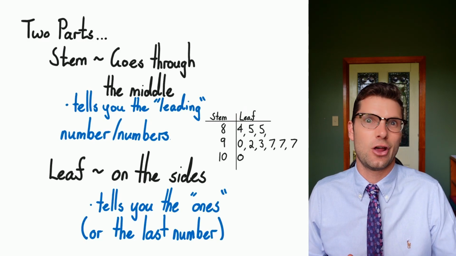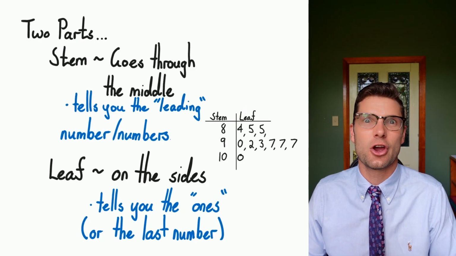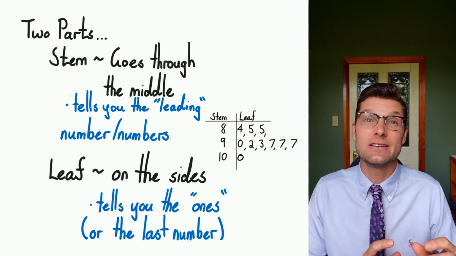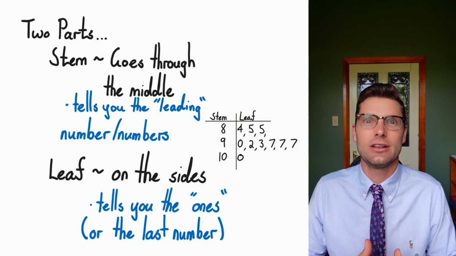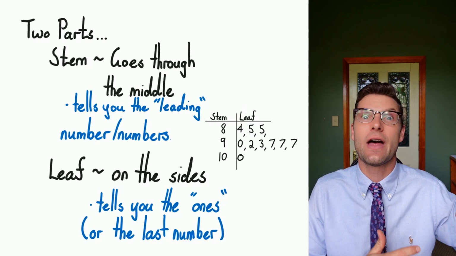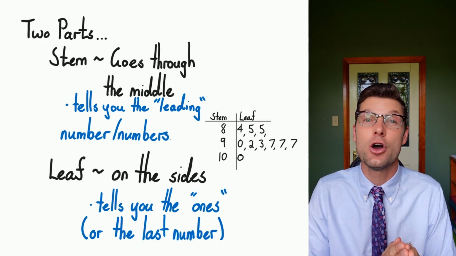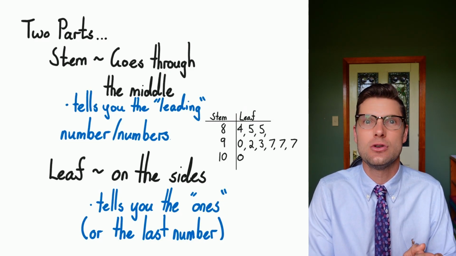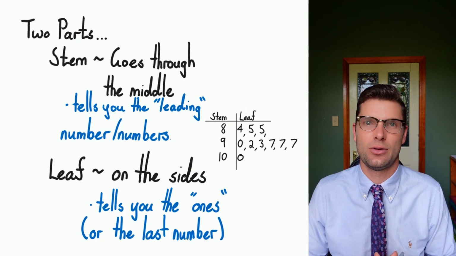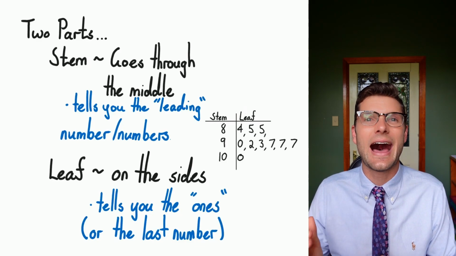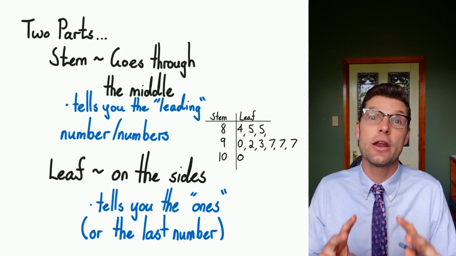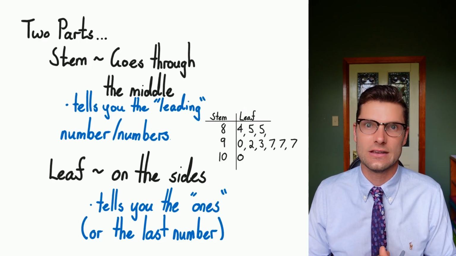The stem, like we just saw from my great drawing, is what goes through the middle. And the number that's given here is what we call the leading number. I would usually say the tens, but it also works for the hundreds and tens. It's going to be the first number or the first two numbers in your display. And then the leaf is what's on the side. It's always going to be the last digit of your number. So it's the ones column for this.